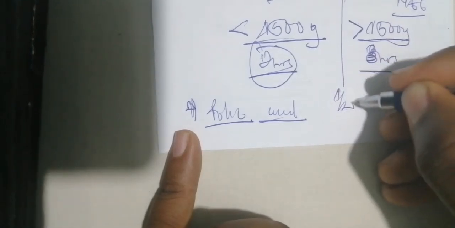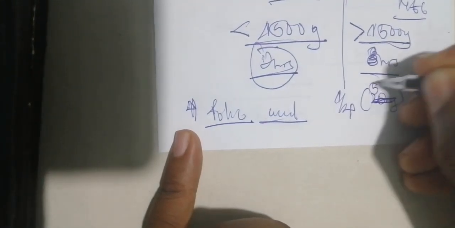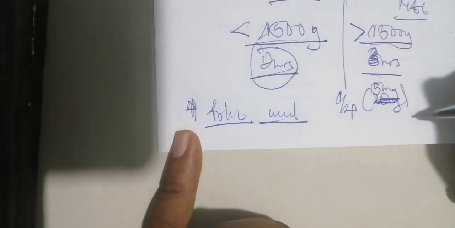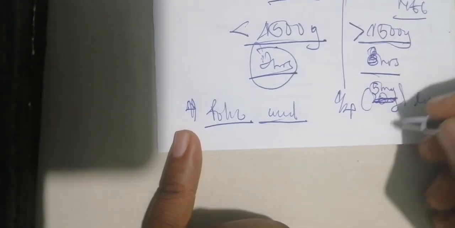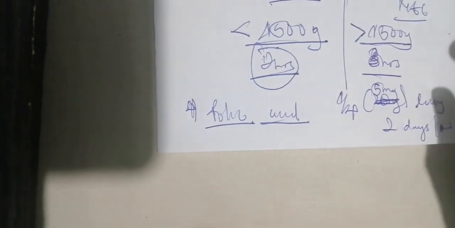Folic acid is given as 1/4 tablet of 5 milligrams, 2 days per week. So it's 1/4 tablet of 5 milligrams every 2 days per week, which is equal to 2 days per week. That is how we give folic acid.